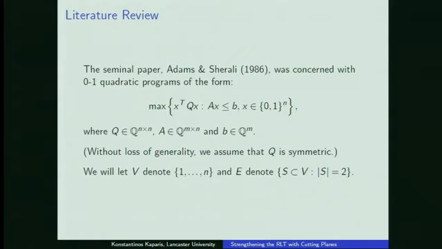So the roots of the RLT hierarchy can be traced back to the seminal paper of Sherali and Adams in 1986. In this paper, there's no discussion about the RLT hierarchy, but it's maybe the first application of the first level RLT. They used the first level RLT in order to construct tight linearizations of 0-1 QPs of the following form. In this case, we assume without loss of generality that Q is symmetric, and we denote by V the set of indexes of our variables, and by T the set of pairs of variable indexes in set V.